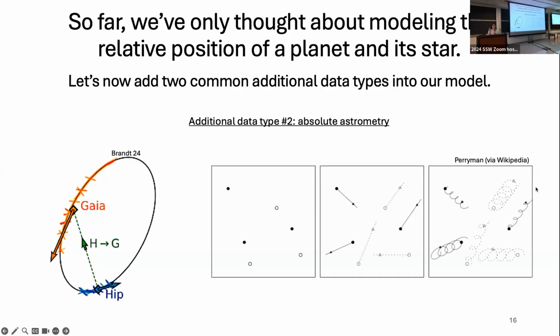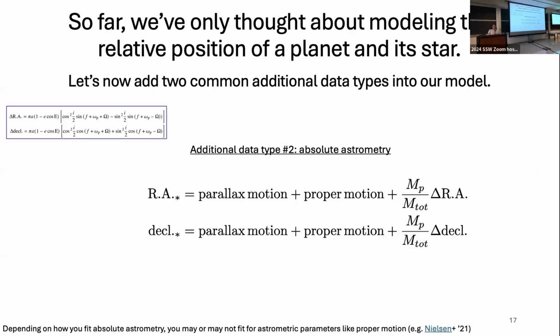For relative astrometry, you're just tracking the planet's location relative to its star over time. But for absolute astrometry, you're measuring the position of every star relative to every other star. So it's a very complicated thing to do. All right, so now let's add this absolute astrometric model.